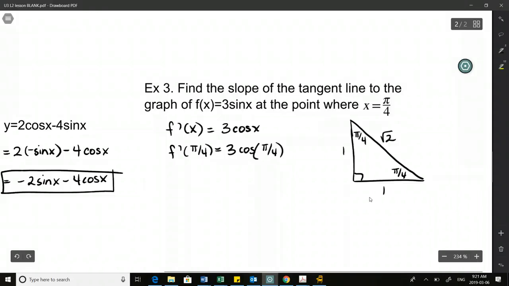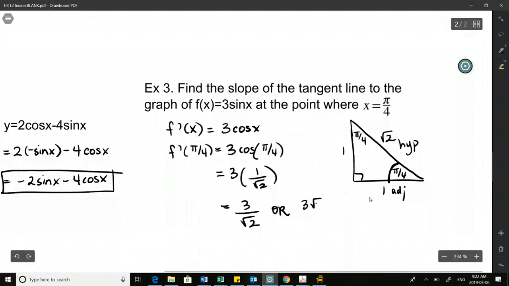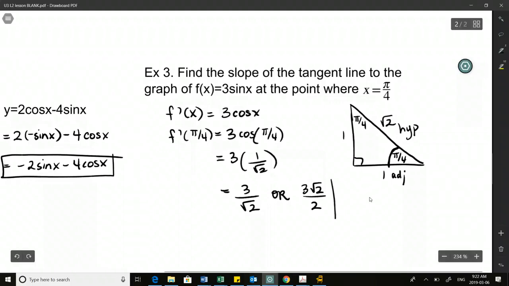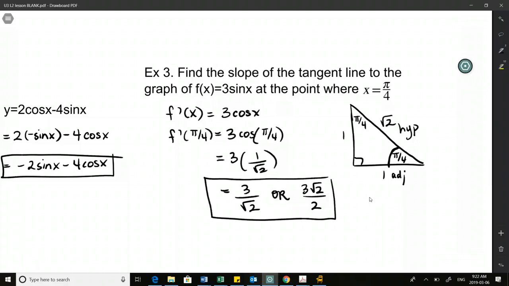Okay, this is our first special triangle. And if I'm looking for the cos of pi over 4, hopefully we know how to do this at this point, but we're looking for adjacent over hypotenuse. So the cos of pi over 4 is 1 over root 2, which is 3 over root 2 when we simplify here. Or if we rationalize the denominator, we can also state this as 3 root 2 over 2. That's just with the denominator rationalized. Okay, so the slope of our tangent at that particular point is 3 over root 2, or 3 root 2 over 2.